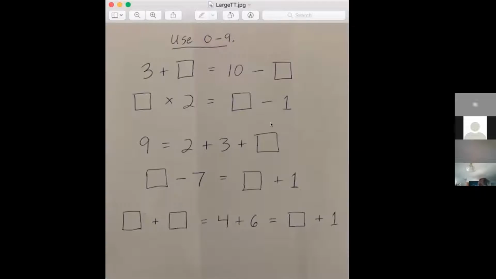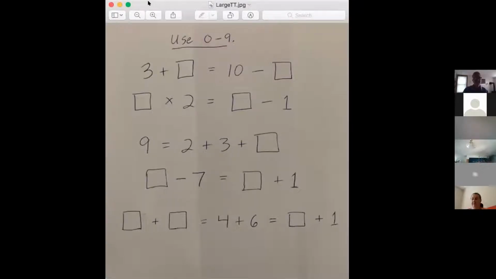Okay, I'm going to start with this puzzle. Hopefully everyone can see this one that says at the top, use 0 through 9. And hopefully there are enough blank spots in here for the numbers 0 through 9. So we should see 10 blank squares. And your job is to figure out where the numbers 0 through 9 go in this puzzle.